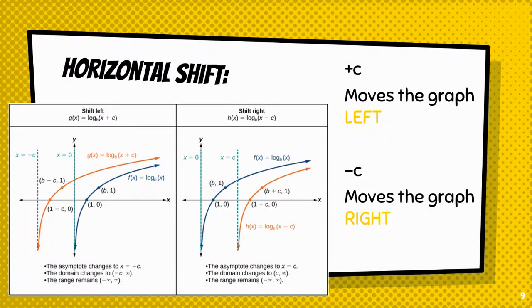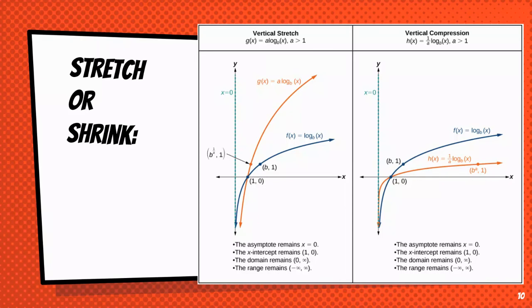A horizontal shift is a little bit easier because you can see that the asymptote moves, okay? So when it moves left, the asymptote moves left. When it moves right, the asymptote moves right, and it's a little bit easier to see that, etc., okay? We can also have a stretch or a shrink.